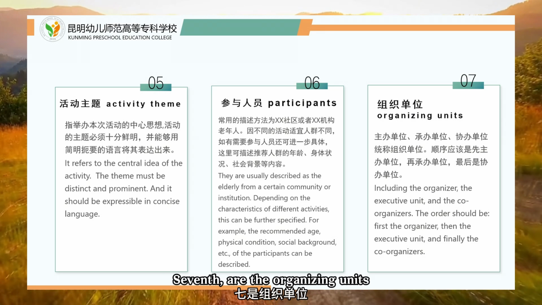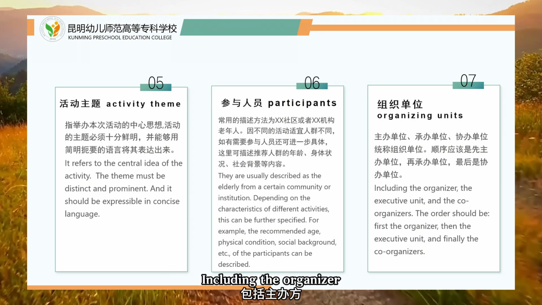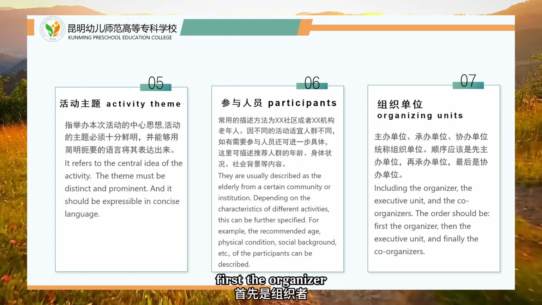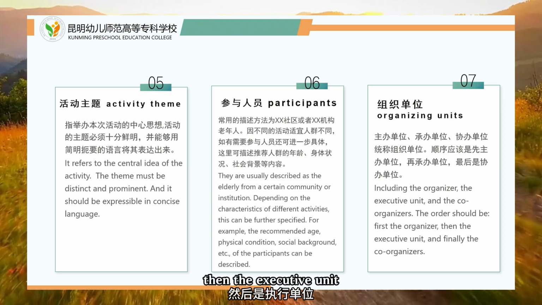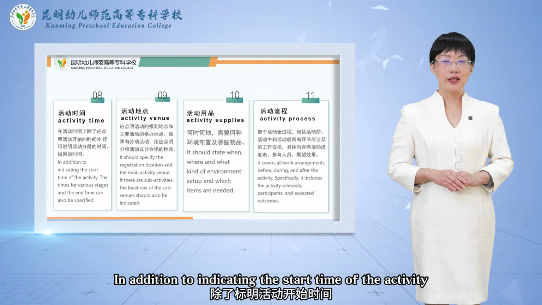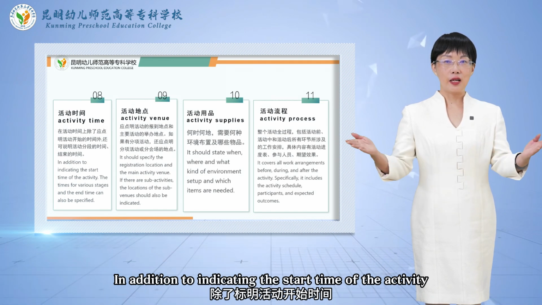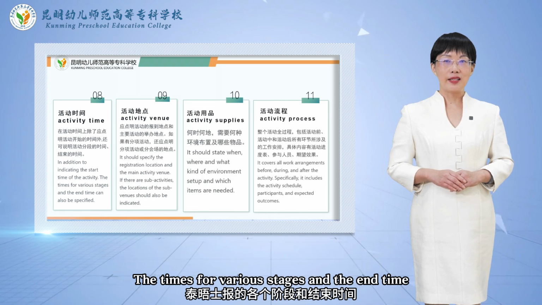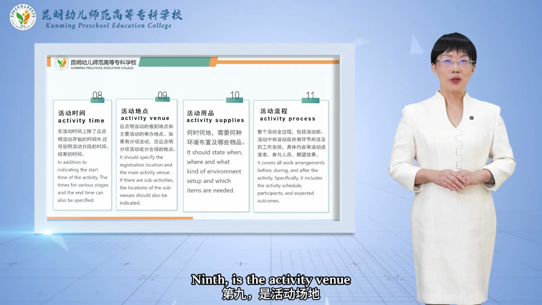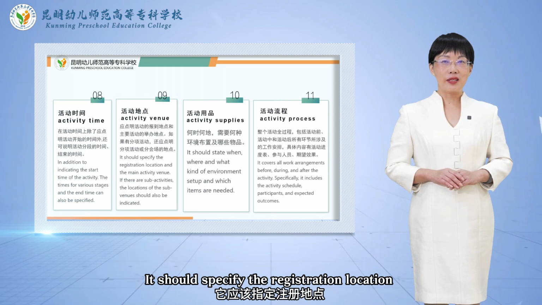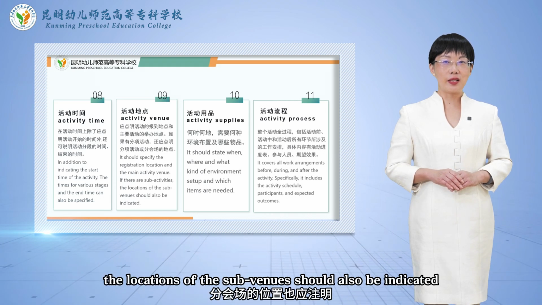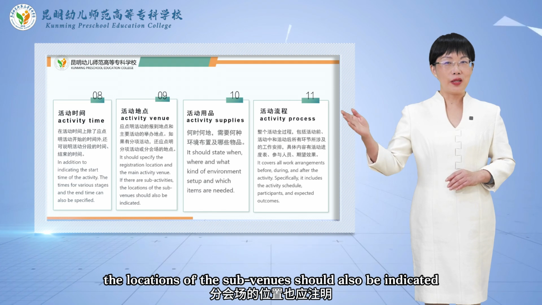Seventh are the organizing units, including the organizer, the executive unit, and the co-organizers. The order should be first the organizer, then the executive unit, and finally the co-organizers. Eighth is the activity time. In addition to indicating the start time of the activity, the times for various stages and the end time can also be specified. Ninth is the activity venue. It should specify the registration location and the main activity venue. If there are sub-activities, the locations of the sub-venues should also be indicated.